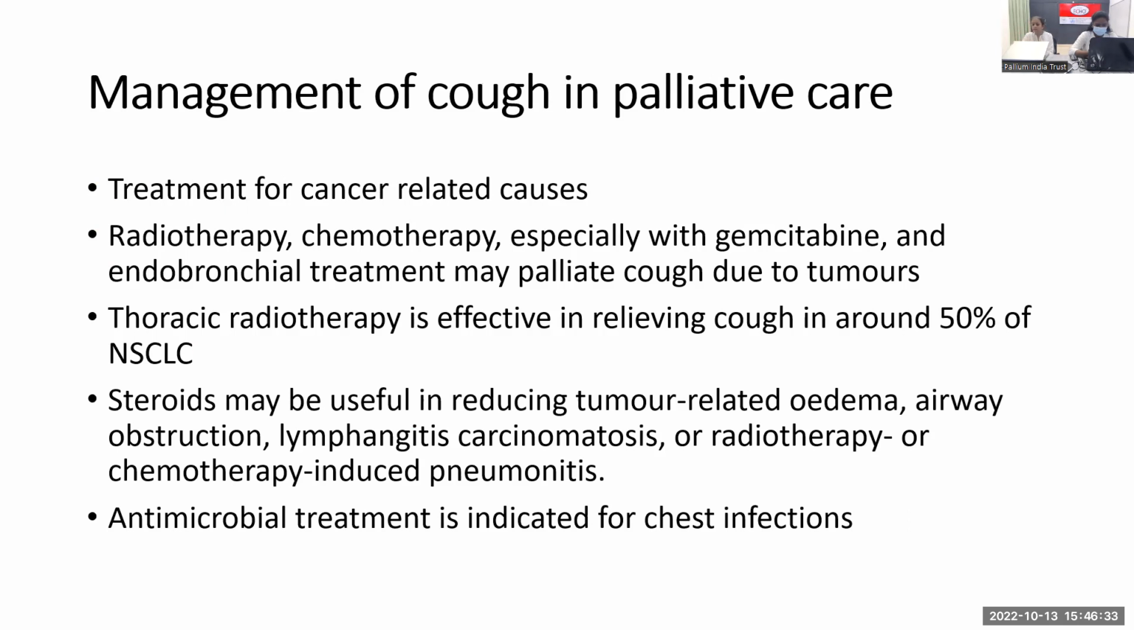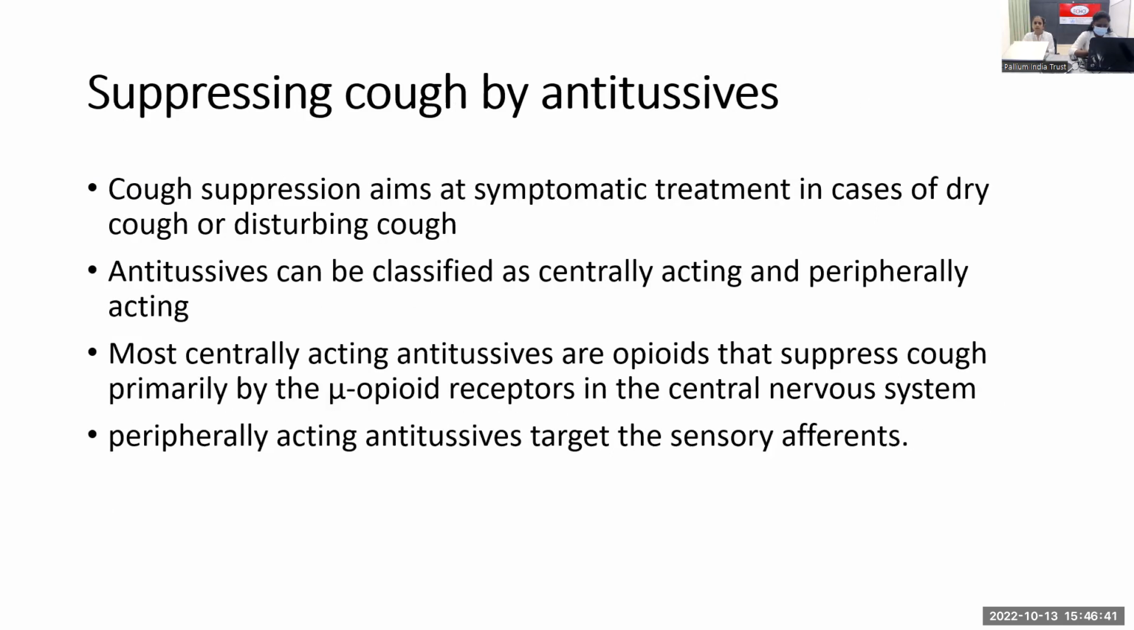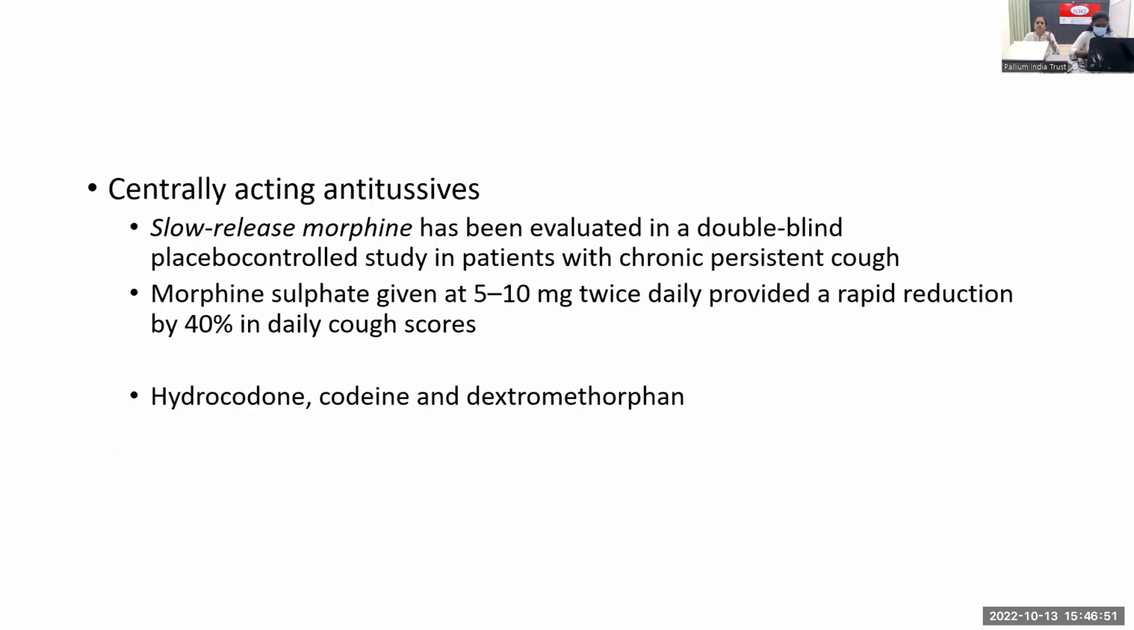Both these drugs can reduce the perception of cough. Sometimes we may need to give antibiotics also if there is a chest infection. And we know that a lot of people, when we have cough, go to a medical shop and ask for a cough syrup and get it and drink it, right? There are several types of cough suppressants.